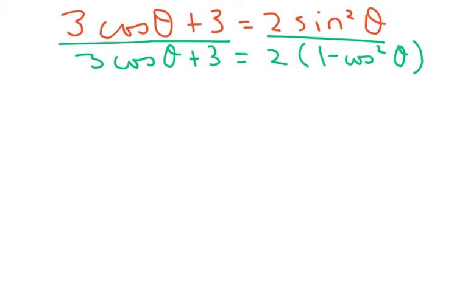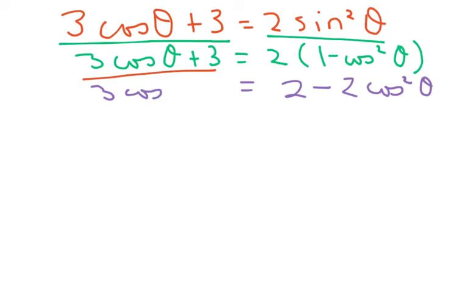So basically, I'm going to move this stuff over on this side. So let me go ahead and move this over here. So this over here, let me erase that, is 2 minus 2 cosine squared of theta equals 3 cosine theta plus 3. Now, I'm going to set all this to 0, so I'm going to subtract 2 and add 2 cosine squared of theta to both sides. So I'm going to do that first.